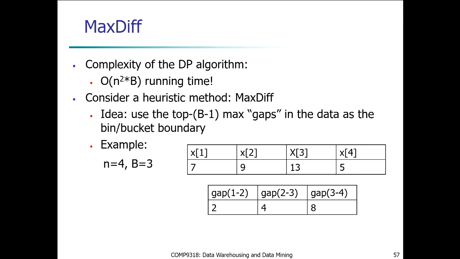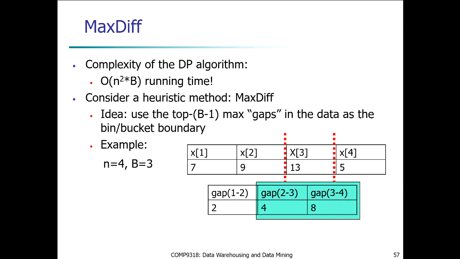Again, the gap value should be the absolute value. It doesn't matter whether it's minus 8 or positive 8, right? So in this case, you select 8 and 4, and the 8 and 4 give you these two cuts. Okay, and in this small example, you can show that the solution you got from max diff is exactly the same as the optimal binning method. But this is not generally the case. But even if max diff doesn't give you the optimal solution, the solution quality is usually pretty good or close to the optimal. So in practice, we use it quite widely.